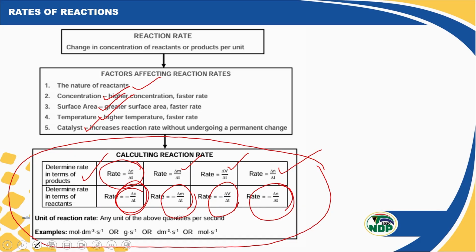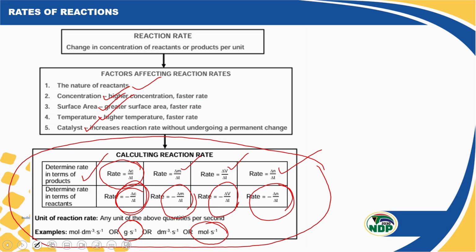For example, if you are looking at your rate in terms of volume, units would be decimeter cubed per second. And if you look in terms of mass, the units would be grams per second. And if you look in terms of moles, it would be moles per second.